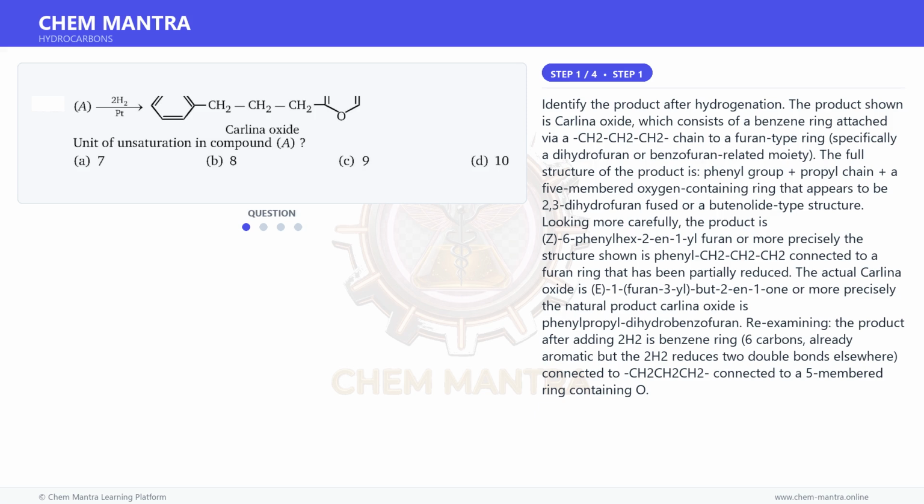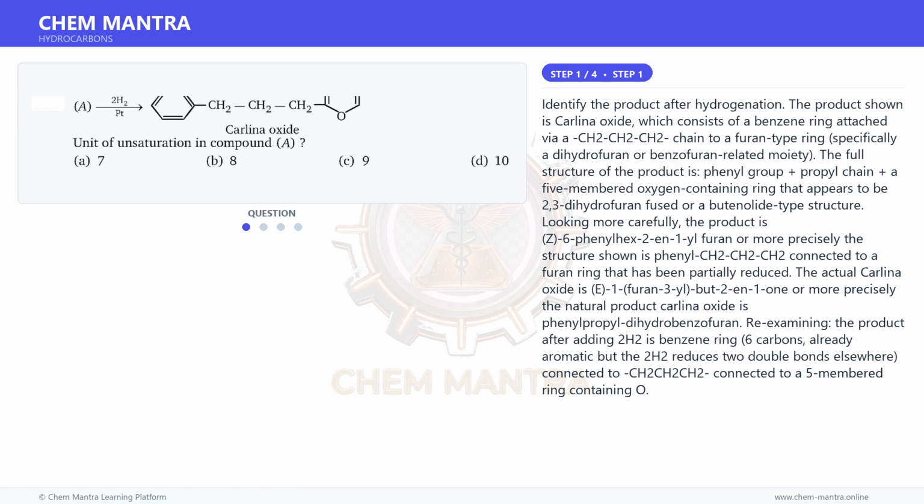The product shown is Carlina oxide, which consists of a benzene ring attached via a CH2CH2CH2 chain to a furan-type ring, specifically a dihydrofuran or benzofuran-related moiety. The full structure of the product is a phenyl group plus a propyl chain plus a 5-membered oxygen-containing ring that appears to be 2,3-dihydrofuran fused or a butanolide type structure.